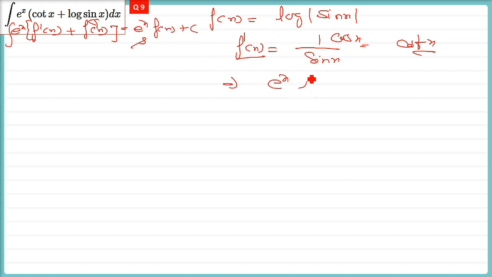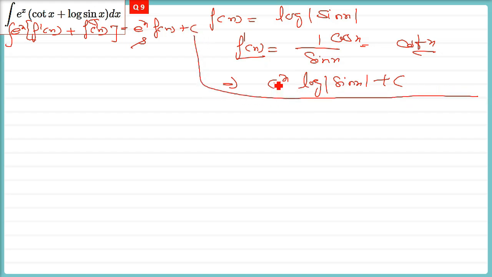Now what is the direct result? E raise x into fx plus c. Fx is log modulus of sin x, so e raise x log modulus of sin x plus c. This is your answer. You can stop here and proceed if you are convinced by this.